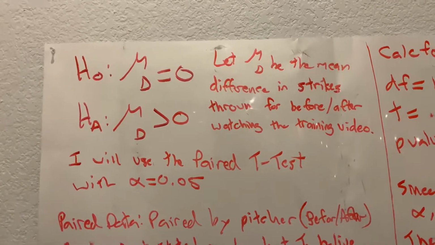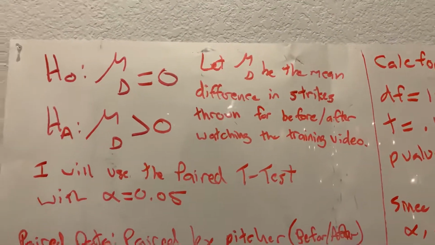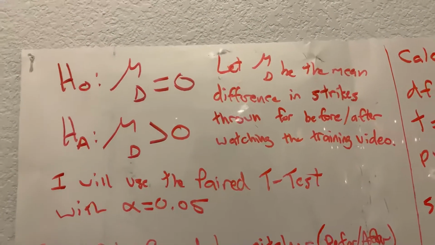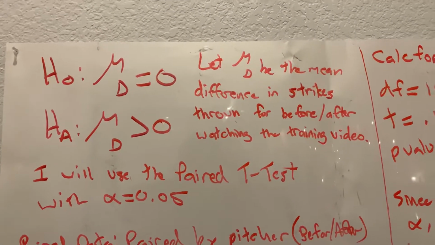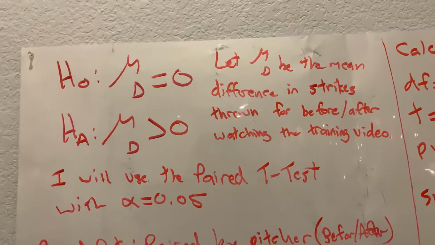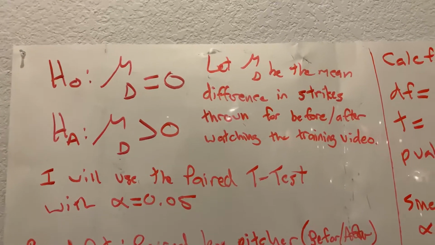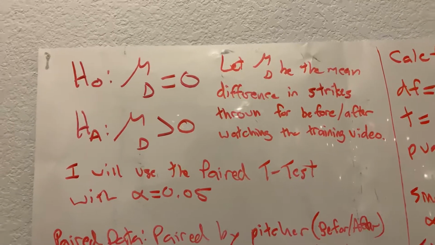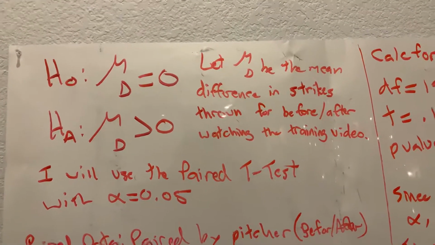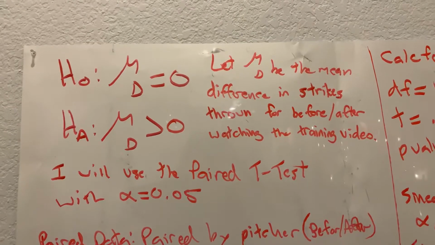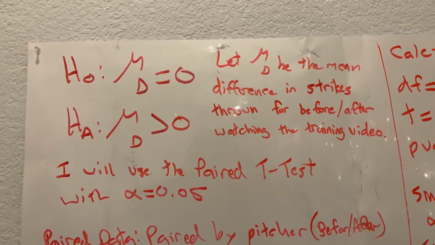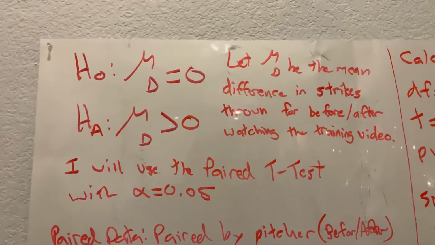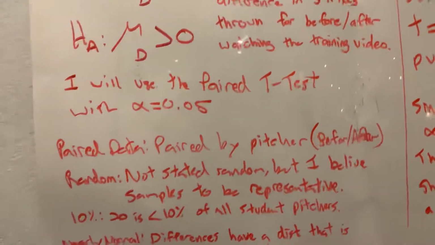So the null, just like before, for every paired t-test, the null is going to be mu sub d equals 0. That will always be the same on every paired t-test. Just like the one we did before, we're going to let mu sub d be the mean difference in strikes thrown before and after watching the training video. We name it the paired t-test and our alpha is 5%.